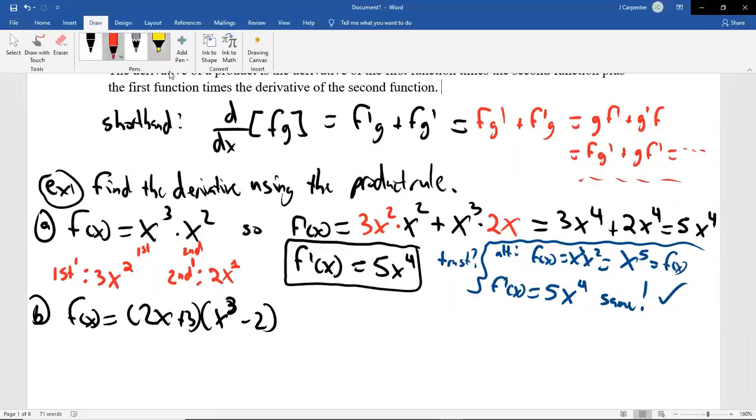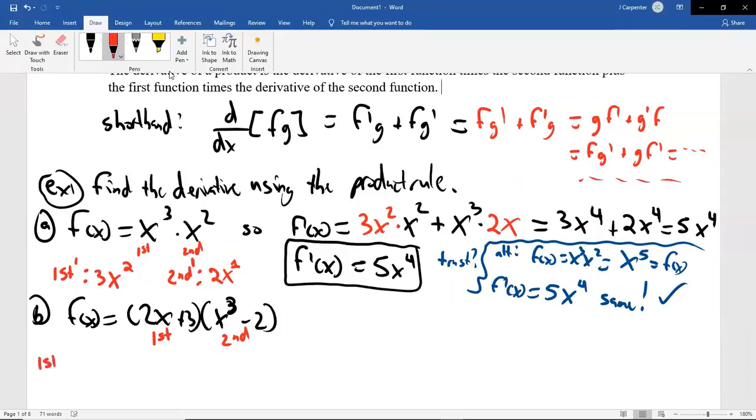So let's again identify what the first and the second things are. The first is this parentheses, the 2x plus 3. That's what I call first, and then I'll call the x cubed minus 2 the second. If you want to call them like a y and a z, or an a and a b, or give them some letters, that's fine, but I like using first and second.